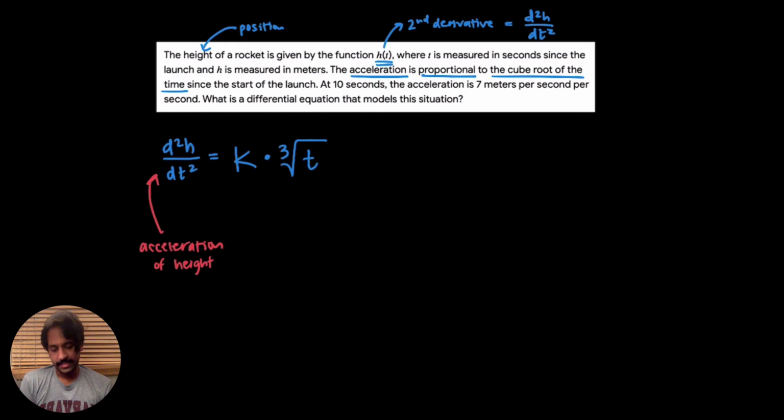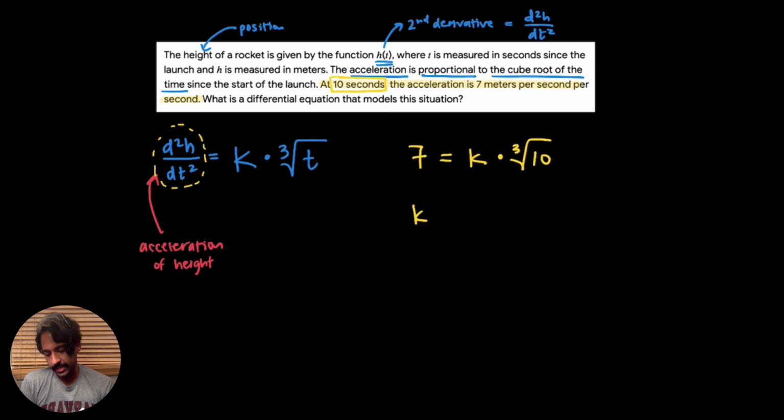Now, one fact they tell us is that at 10 seconds, the acceleration is 7 meters per second per second. What do we do with that information? Well, that tells us that we can replace certain parts of this equation. We can replace this with that acceleration they give us, which is 7. We don't know what k is yet, but we're about to solve for it. And then we know at 10 seconds, that's the time, is when we get that acceleration.